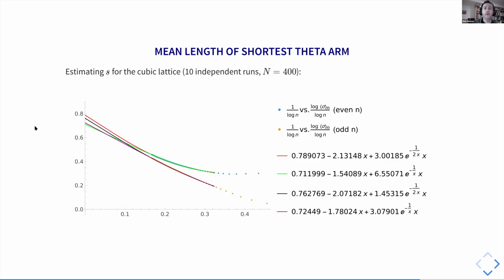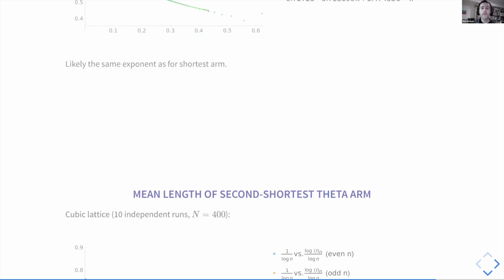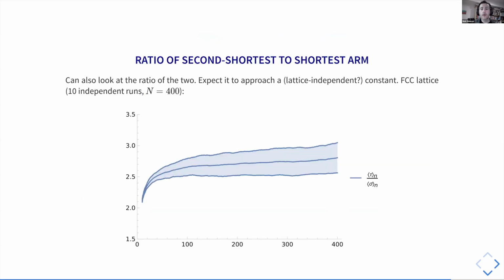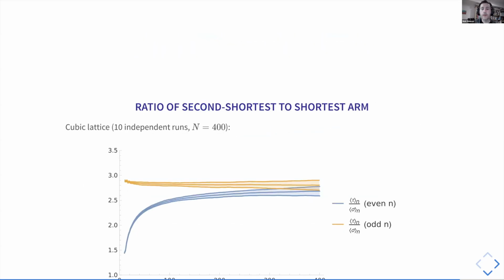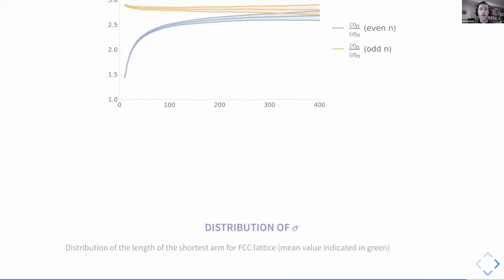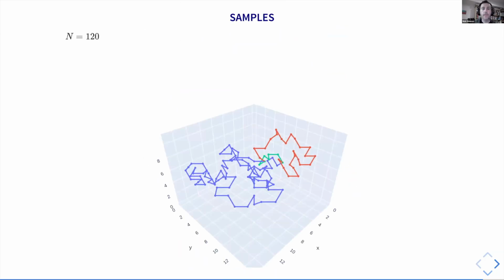We can look at the second shortest arm. The data gets a bit messy, but we're probably getting the same exponent again, like we would expect. And then for the cubic lattice, we get that as well. And then we can look at those ratios again, and we get, again, probably the same value coming out. I will skip that for now because I'm about to run out of time.